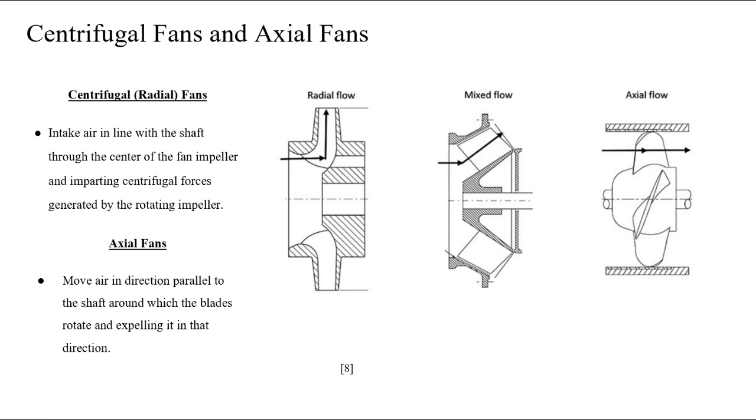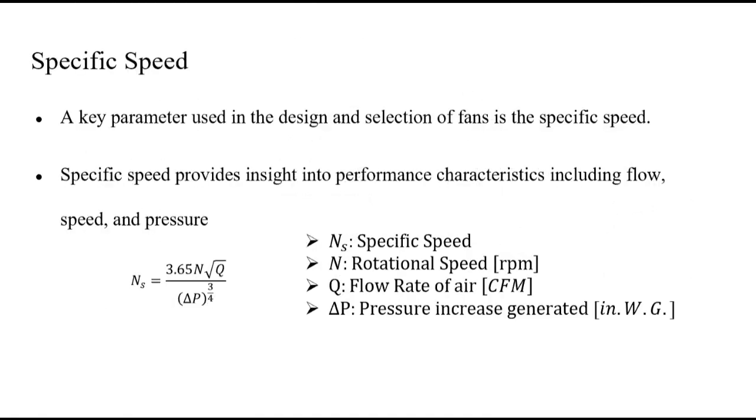This results in air that has been accelerated by the fan with low pressure increases, and is mainly suitable for applications requiring a consistent flow of air over a specific distance. A key parameter that someone may use when designing or selecting a fan is the specific speed. The specific speed is a dimensionless number that provides insight into the performance characteristics, including the flow, the speed at which the fan rotates, and the pressure it generates based off these other conditions.